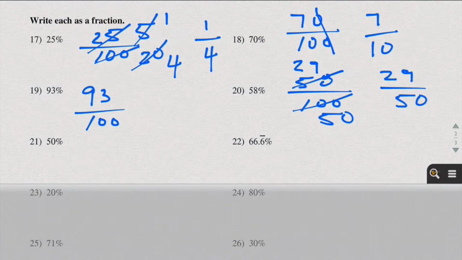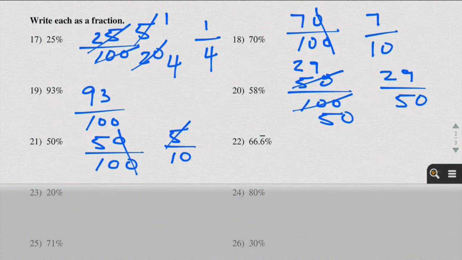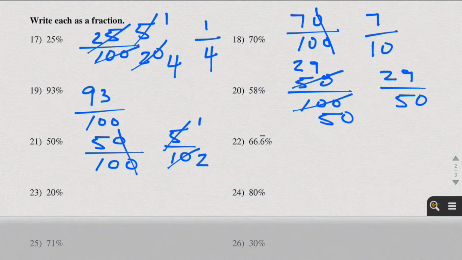Okay, number 21, 50 over 100. The zeros cancel. We end up getting 5 out of 10, and that can reduce again to 1 over 2. So number 21 is 1/2.